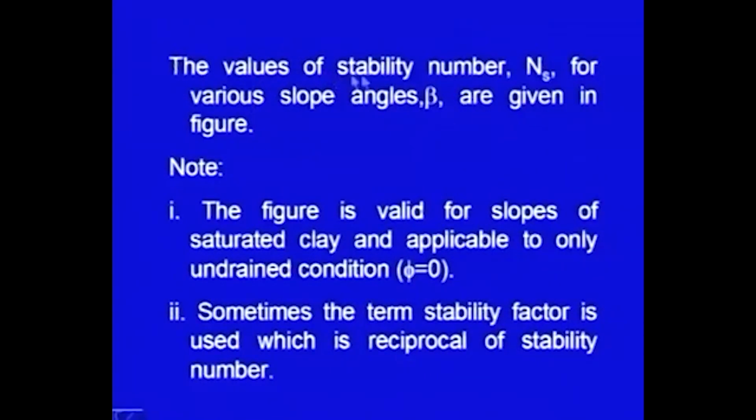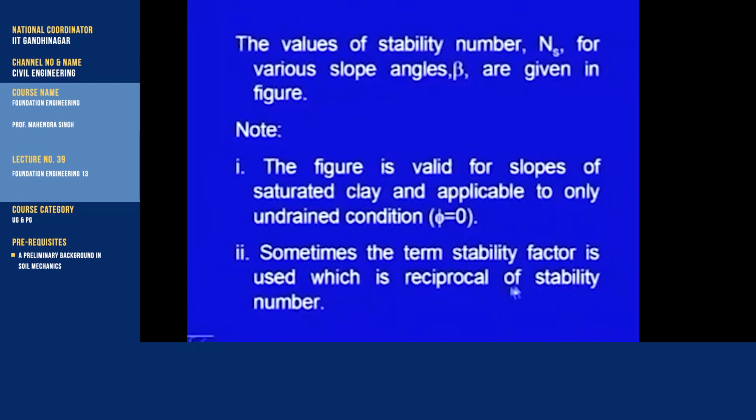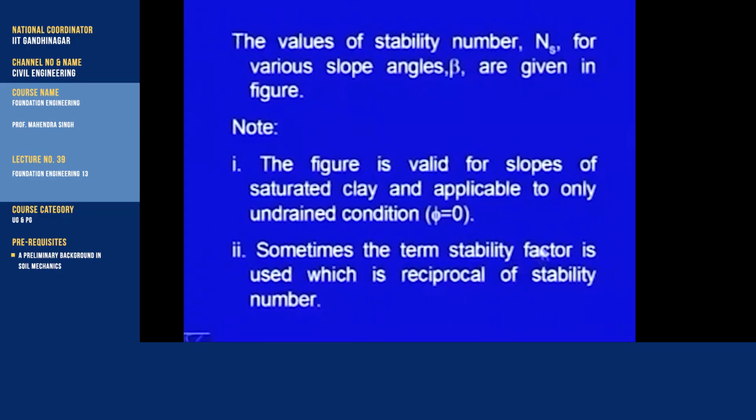The values of stability number Ns for various slope angles beta are given in the figure. I will show that figure to you. This chart is valid for slopes of saturated clay and applicable only to the undrained condition. This is an important point. This particular chart is for this specific condition. One more thing I would like to mention is that sometimes in the literature you will find another term, stability factor. This stability factor is nothing but the reciprocal of the stability number. So, we will use stability factor also in future.